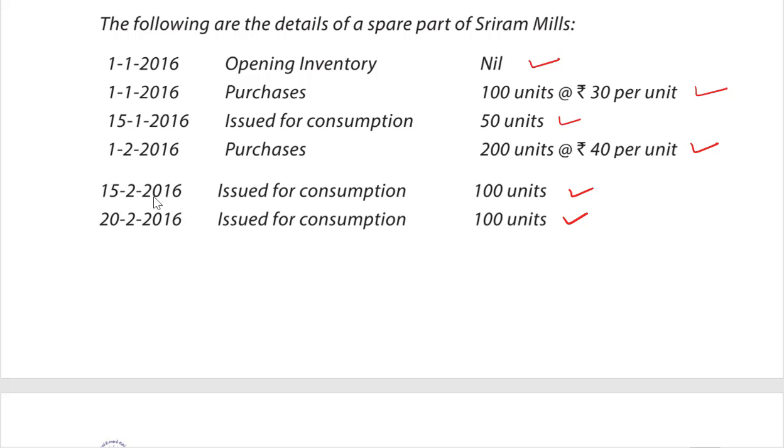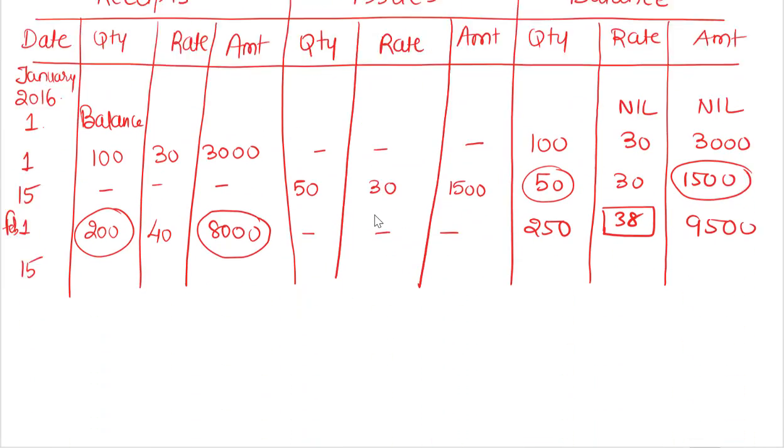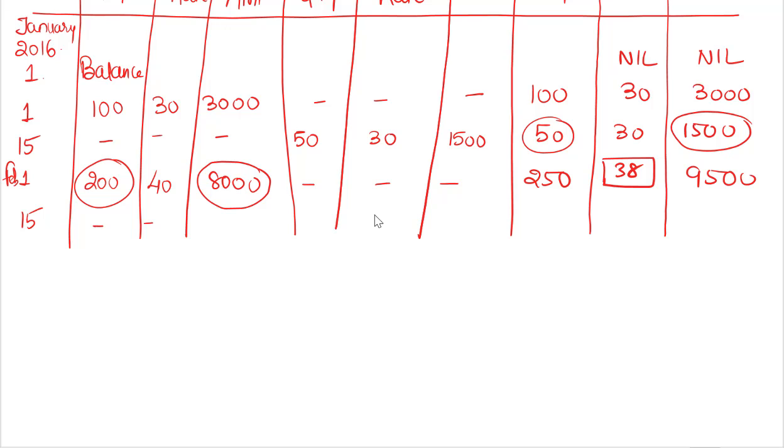Let's move to 15th Feb. Issues for consumption 100 units, from this one only. So 38, 3800. So from 250, 100 units are gone. 150 is the balance at 38. 150 multiplied by 38 is 5700.